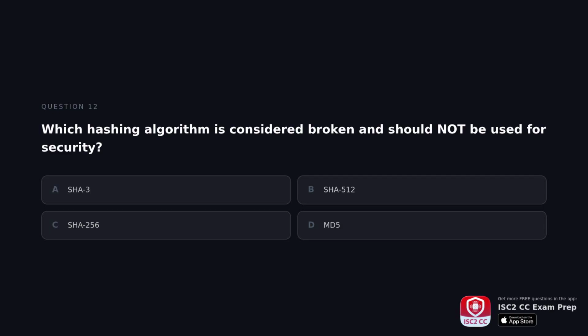Which hashing algorithm is considered broken and should not be used for security? A. SHA-3, B. SHA-512, C. SHA-256, D. MD5.